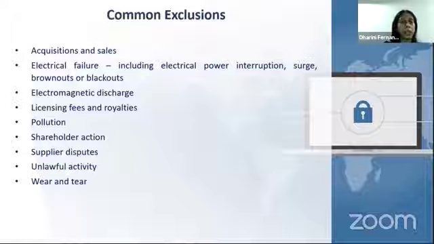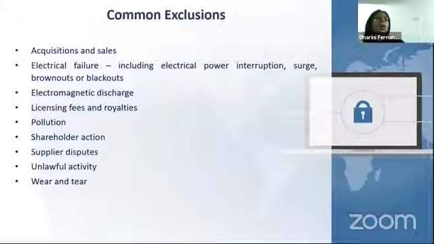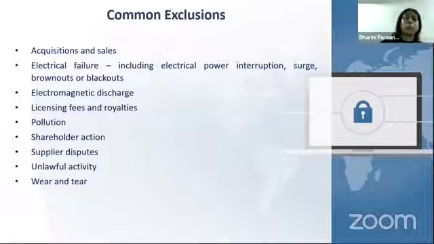Any kind of electrical failure, including electrical power interruptions, surges, brownouts. Brownouts are low voltage, or even blackouts are not covered. Anything to do with electromagnetic discharge is not covered. These are actually common to most cyber insurance policies that I have seen.